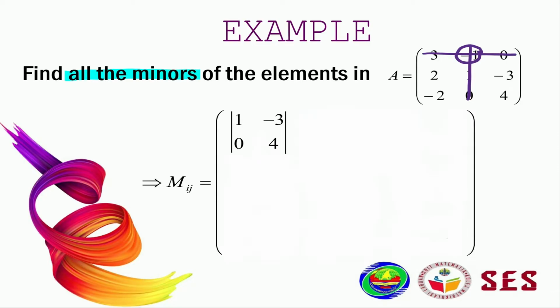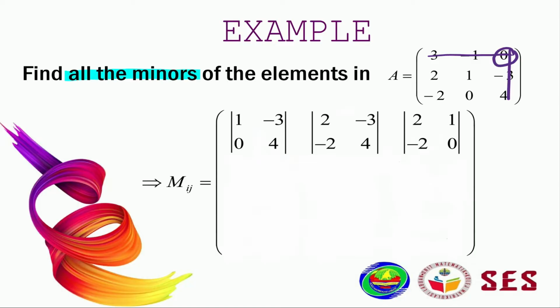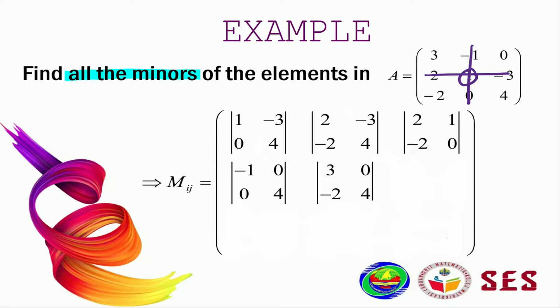And then we go to the first row and the second column. So we need to write the remaining elements. So we have 2, -3, -2 and 4. And then for the next column, we have 2, 1, -2 and 0. So you need to repeat it in order to find all the minors in the matrix A. So you can pause the video and try to find the remaining minors.